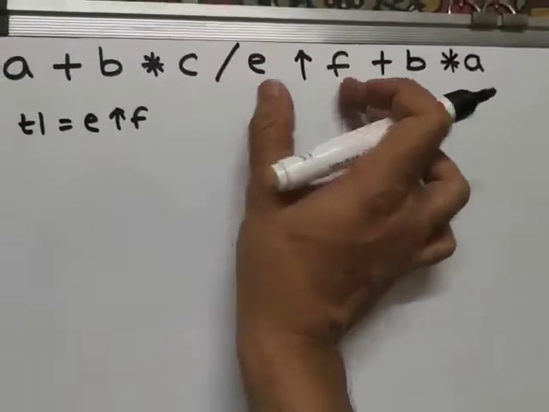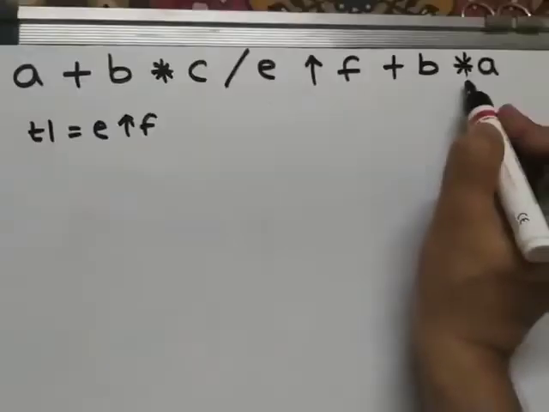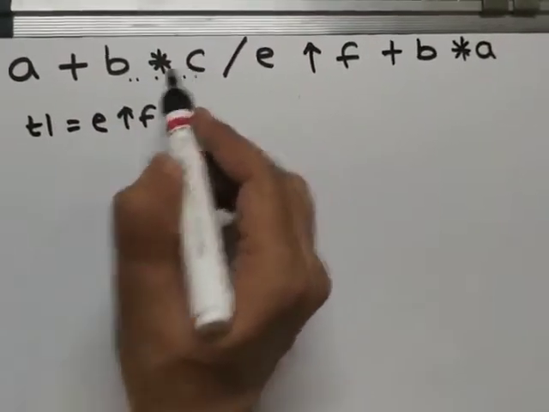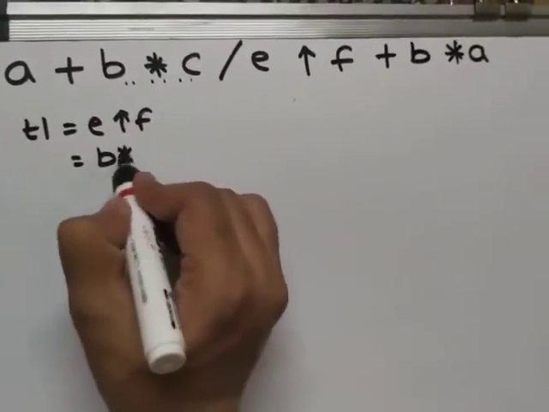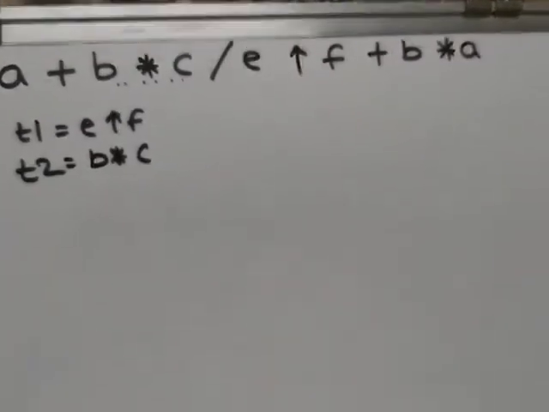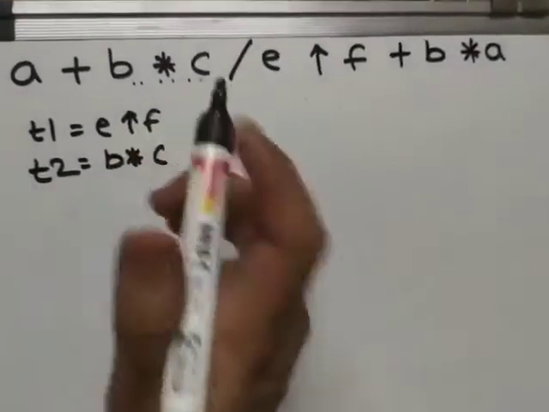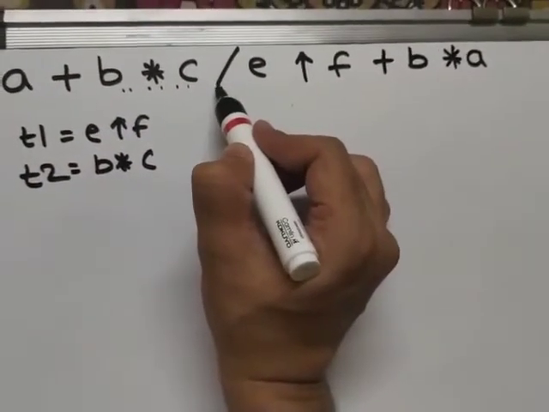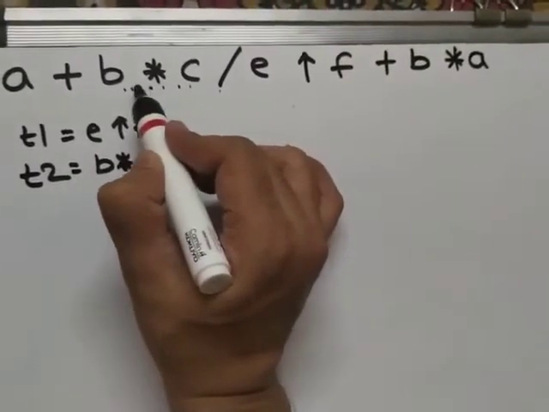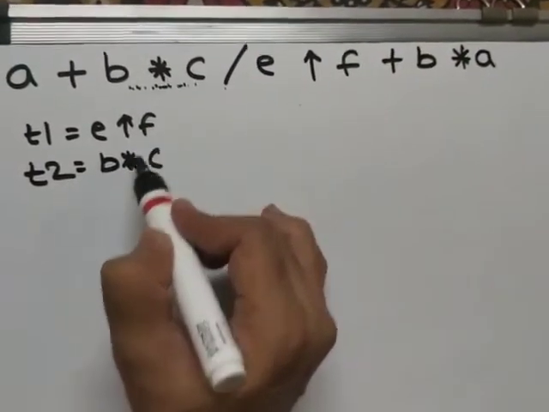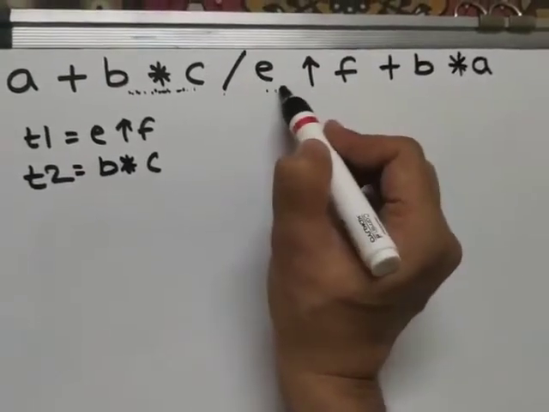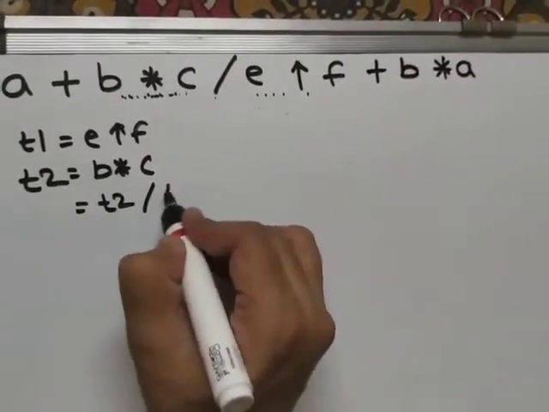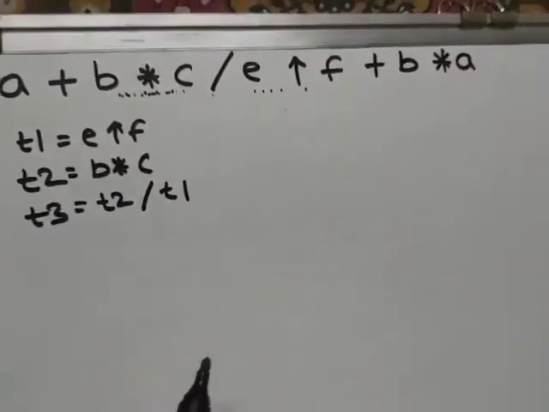So now this part is evaluated. Now next, multiplication operators are appearing 2 times, but go from left to right, left associative. So just go for this b star c. So b star c will be taken into t2. Next we will be having, when we go left to right, this division operation is very important. So divide this result b star c, that is t2, divided by e raised to f. E raised to f is t1. So we will write t2 divided by t1 and store the result into t3.